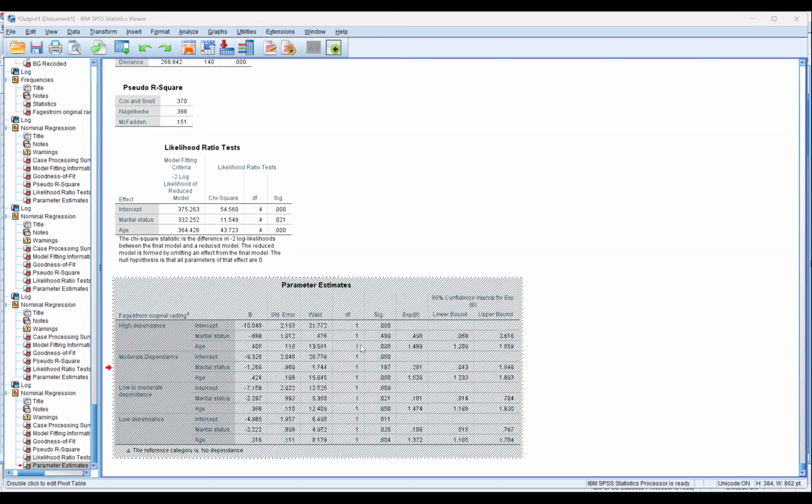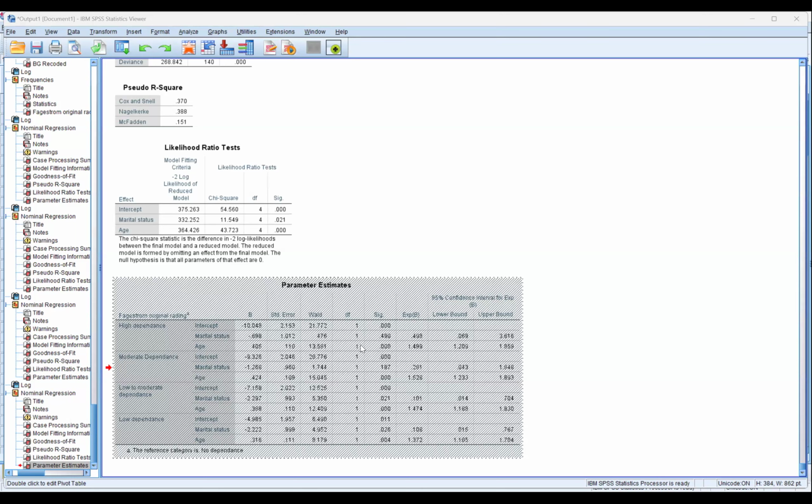Coming to the moderate dependence, again, marital status is not significant, age is significant. For low to moderate dependence, marital status is significant and age is also significant. Low dependence also has marital status significant and age significant. So these are the odds ratios and these are the 95% CI.